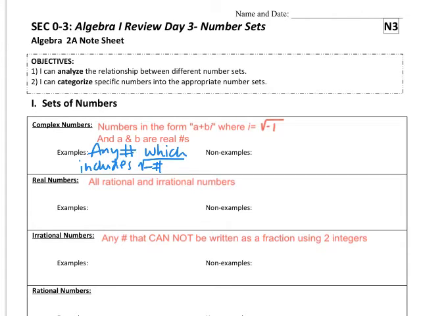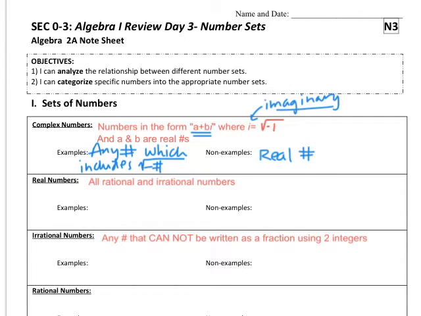And non-examples would be things that are real numbers, because this i right here actually stands for imaginary. Okay, so a complex number is really an imaginary number and a real number mixed together. That's where we're getting this part right here.